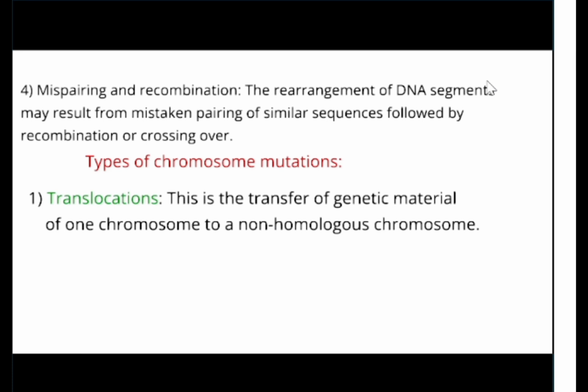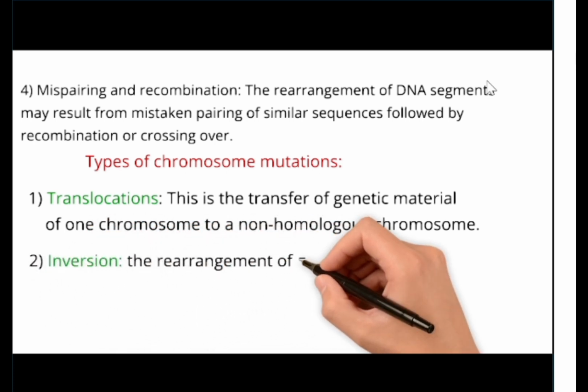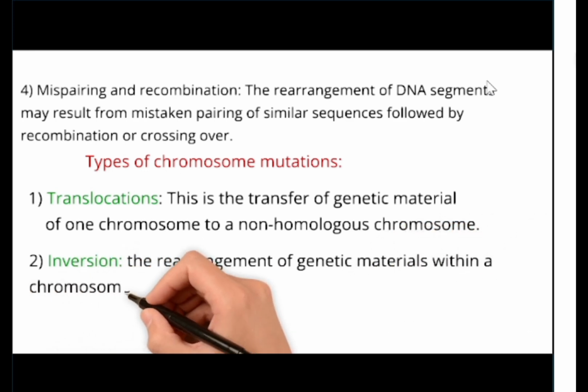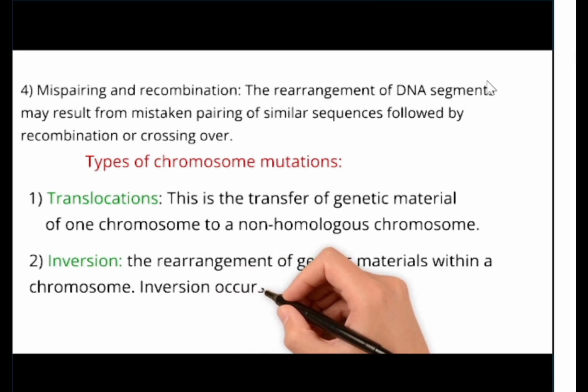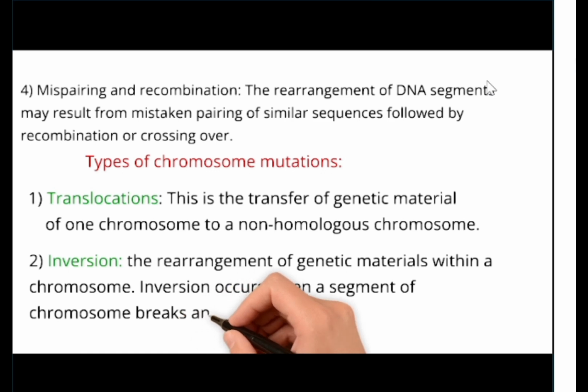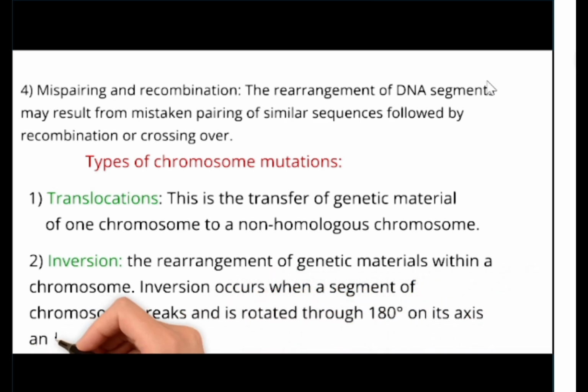All right. Now, the next type of chromosome mutation is inversion, which is simply the rearrangement of genetic material within a chromosome. And inversion can occur when a segment of a chromosome breaks, is rotated through 180 degrees on its axis, and then rejoins. When that happens, you have what we call inversion. Okay. Now, we have another type of chromosome mutation that we call deletion. So what is deletion? Let's go.